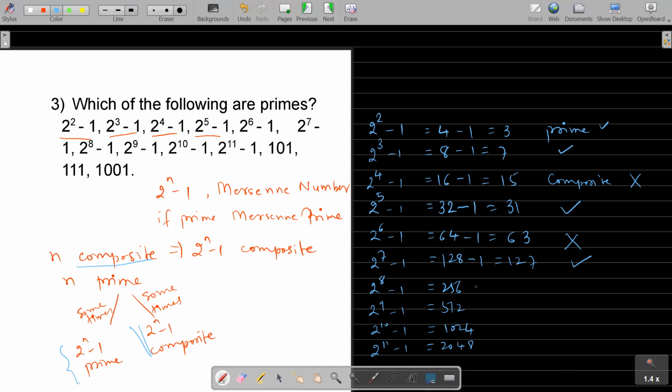2 raised to 8 minus 1. Obviously 8 is composite, so this number must be composite. 256 minus 1, 255. And surely 255 is composite. Why? It ends with 5, so it's divisible by 5. Also, you can check the sum of digits is 12, so it's divisible by 3. So it's composite.